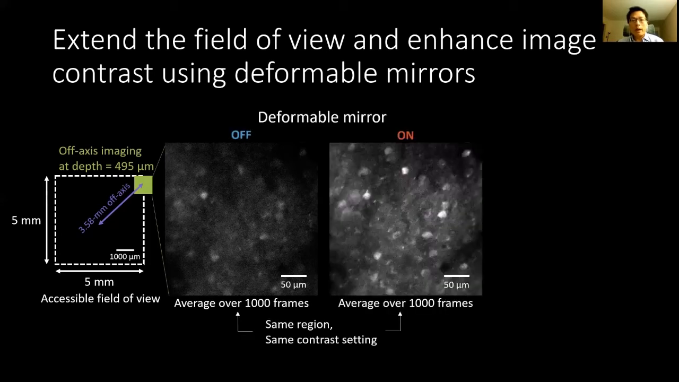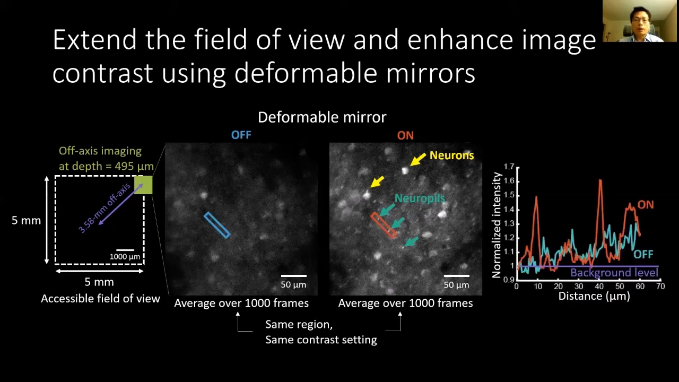However, we were able to turn on the deformer mirror and adjust it, and we found that the contrast can be greatly enhanced. Not only are more neurons detected, the neuron pairs can also be resolved. In comparison, we only vaguely see these neuron pairs when the deformer mirror is off. The charts on the right show the profiles of the two selected regions on the images, and we can see the signal-to-noise ratio is indeed greatly improved when the deformer mirror is on.